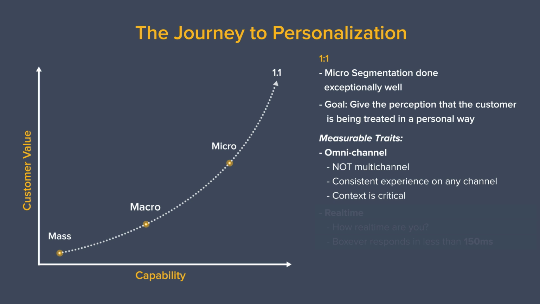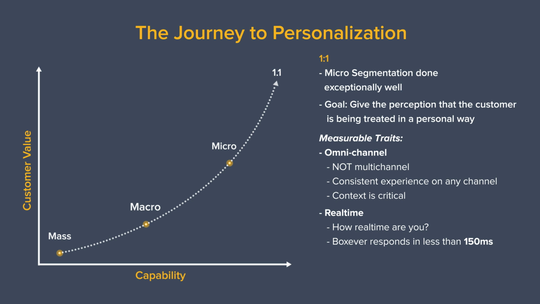So for example, if I put down my phone and then pick up my tablet, I want that experience with that brand to be understanding that I was just on my phone, and also be able to offer me the personalized recommendations on those 2 devices seamlessly. And this brings us to the second trait of one-to-one personalization: real time. Real time is not batch, real time is not 24 hours. In Boxever, real time means less than 150 milliseconds. And that's the kind of speed you're going to need if you want to have a consistent connected experience.